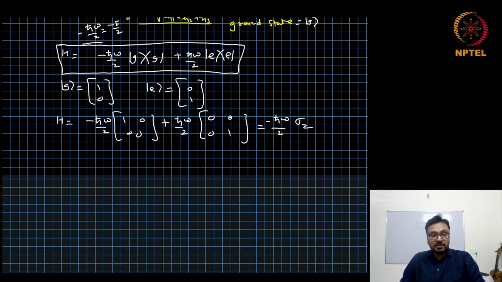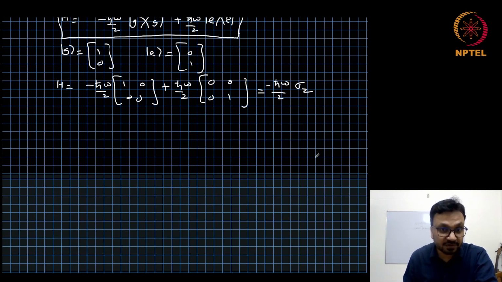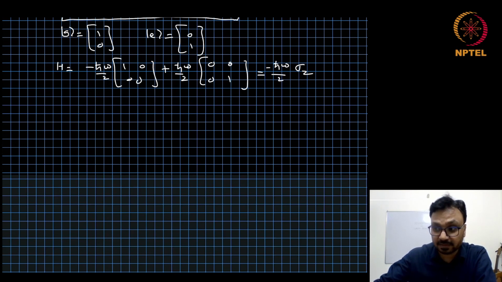So if there is no preferred basis for a Hamiltonian of a qubit system, it can always be taken as some multiple of sigma z. That's the simplest Hamiltonian we can choose if there is no preferred basis. If there is a preferred basis, then we of course have to choose g and e in that basis. Otherwise we can choose the eigenstates of sigma z, and that sets the basis, and then everything else can be represented in this basis.